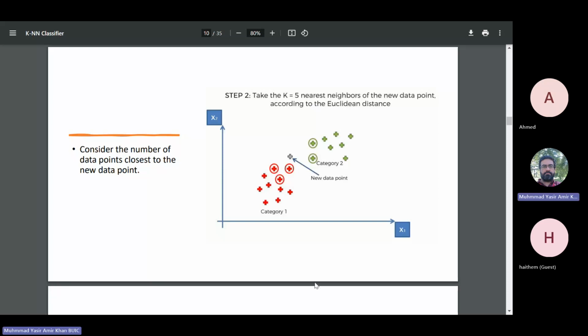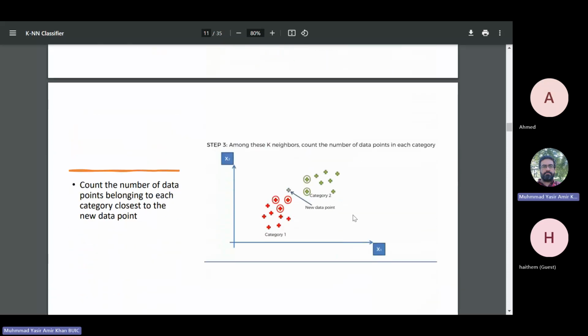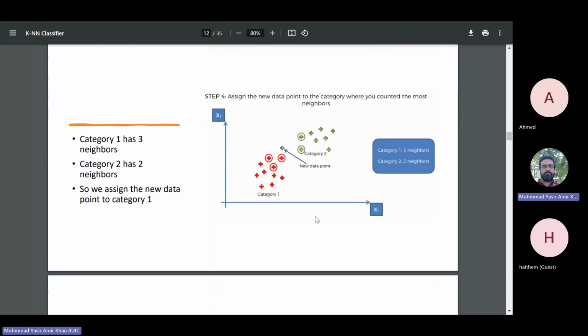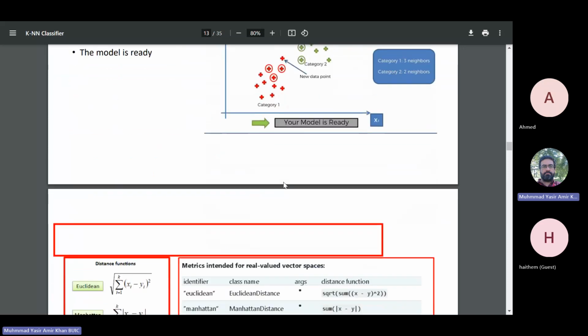So this is how it works. I hope you guys have understood it quite well. So this new data point belongs to category 1. Category 1 has 3 neighbors, category 2 has 2 neighbors, therefore we assign category 1 to the new data point. So you can see that it has become red. So this means that this model is ready. This new data point has been classified as category 1. So this is the way the KNN algorithm works.